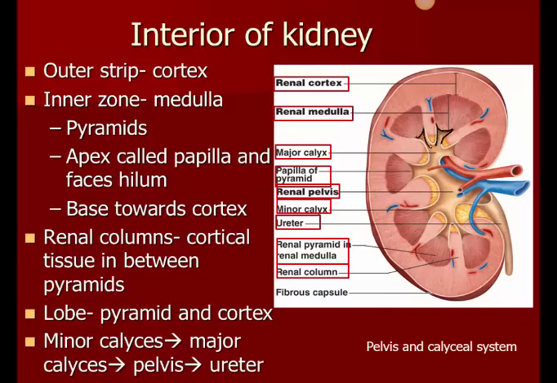So there are a few minor calyces. They lead into a larger part, which is called the major calyx. So this is the minor calyx here, and it leads into the major calyx. These major calyces then lead into a dilated part, which is known as the pelvis, and then the pelvis comes out and becomes the ureter. Have you followed? So you have more minor calyces, which are small, then they lead into major calyces, which are fewer in number, and then all the major calyces join up and form the pelvis, and the pelvis leads finally into the ureter.